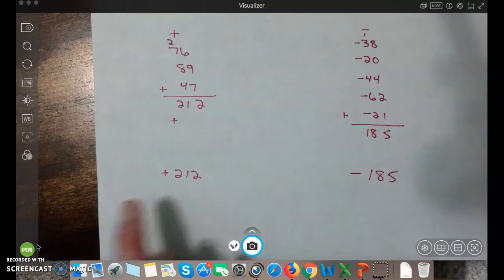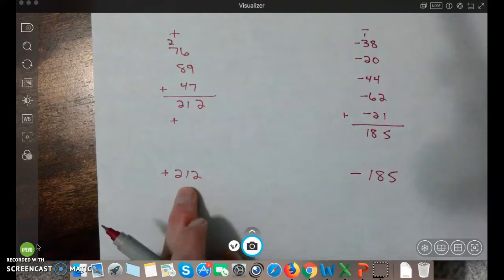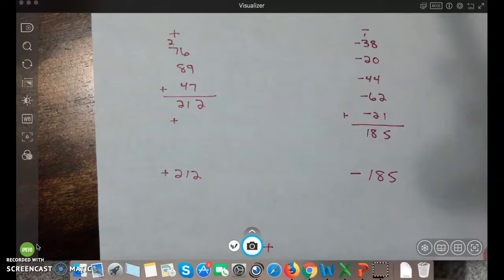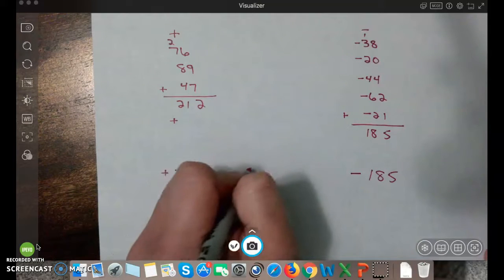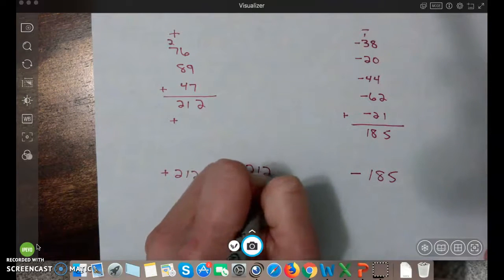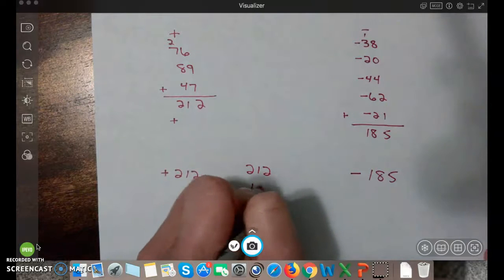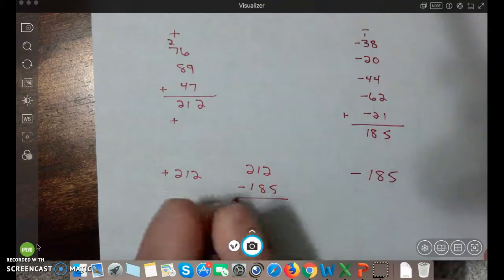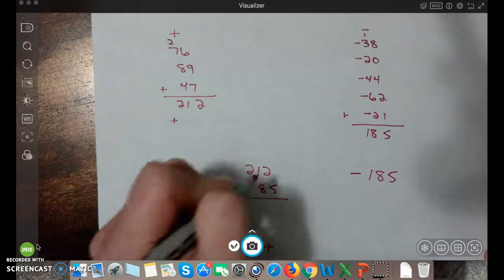If I was thinking cubes, I have 212 green ones. I only have 185 red ones. That means my final answer is going to be positive. Now all I have to do is ignore the signs of these numbers since I know the answer is positive. And because I know they're different signs, I'm going to subtract these numbers to figure out my final answer.